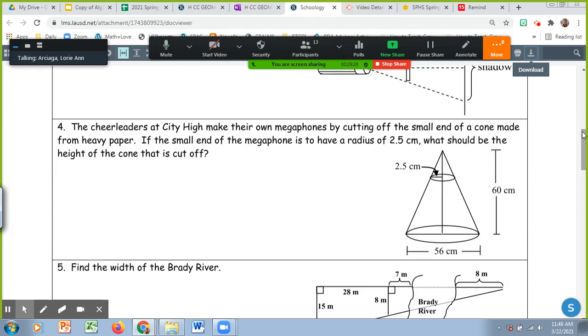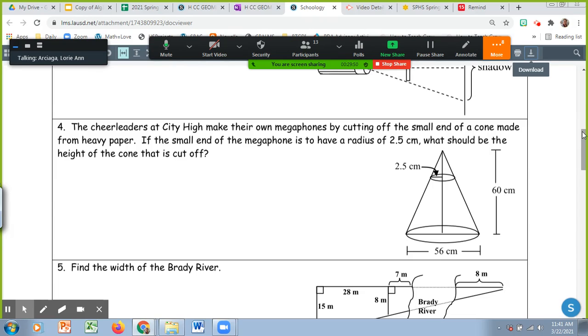The cheerleaders at City High make their own megaphones by cutting off the small end of a cone made from heavy paper. If the small end of the megaphone is to have a radius of 2.5, what should be the height of the cone that is cut off? What should be the height of the cone that is cut off?